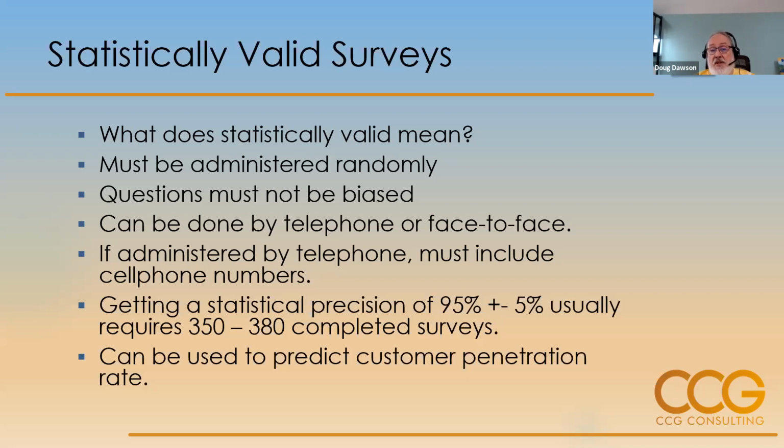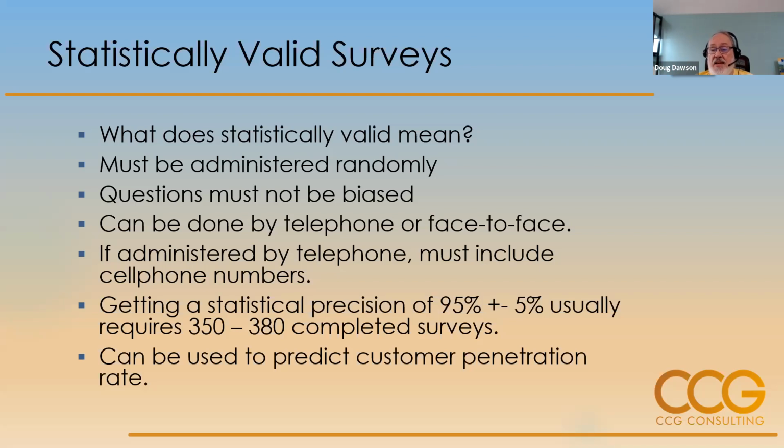As I said before, the questions can't be biased. That's just a matter of experience. I've been helping to write survey questions for 25 years. After a while, you can spot a biased question quickly. Bias just means the question itself leads people to a certain answer, which is not what you want a question to do. So again, telephone or face-to-face are the two methods that work for statistically valid surveys. If administered by telephone, it has to include cell numbers, and I'll talk about that in a lot more detail in a minute.